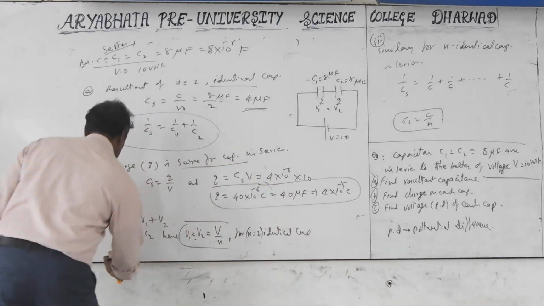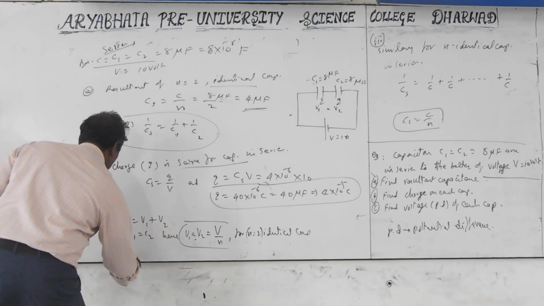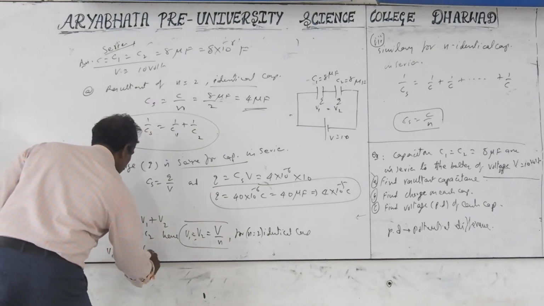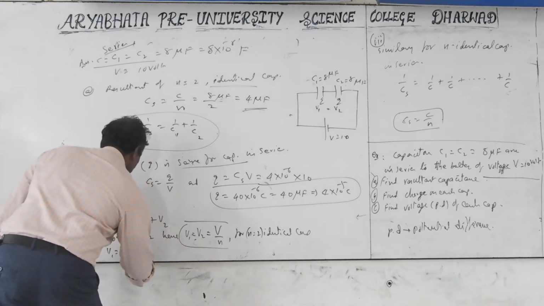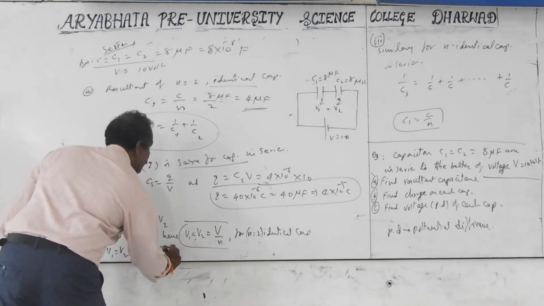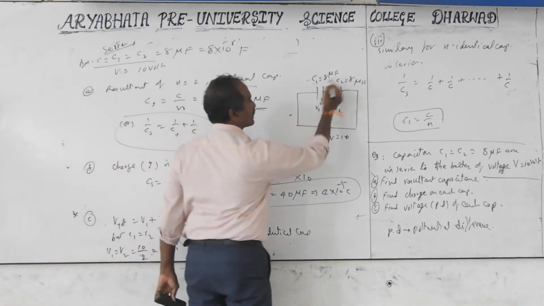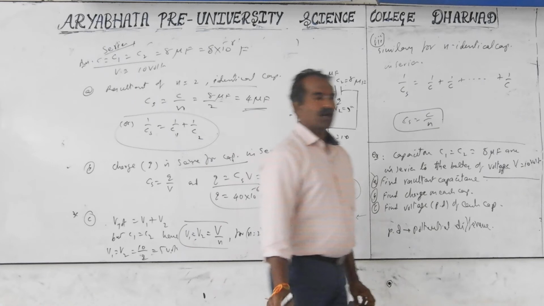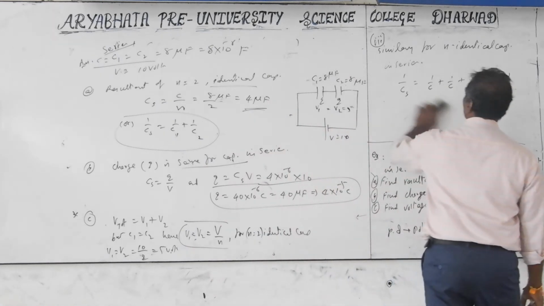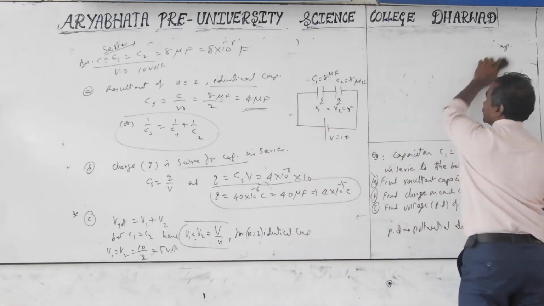So what we get is V1 equal to V2 is equal to V by 2, which is 10 by 2, 5 volts. Total is 10. Whenever the capacitors are equal, V1 equals V2 equals 5 volts. For identical capacitors, divide by the number of capacitors.